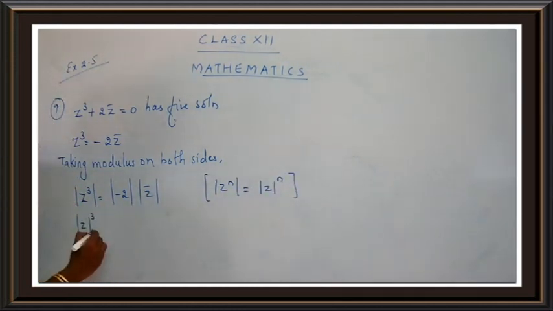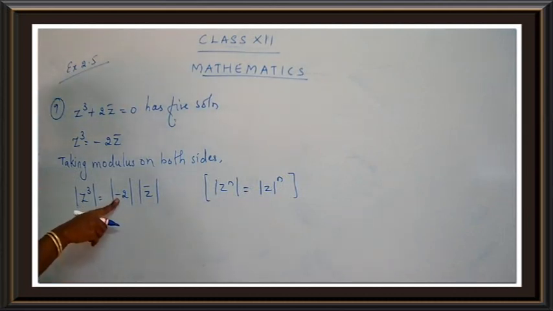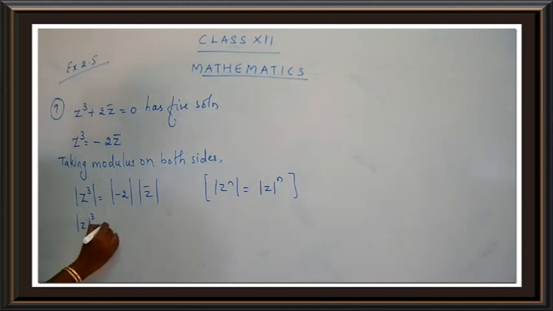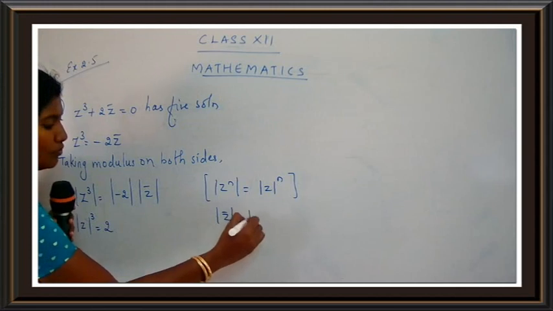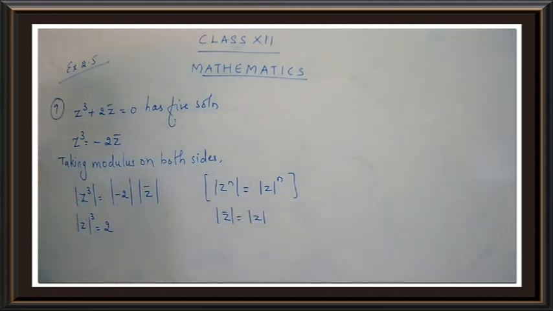And also, what is the modulus of minus 2? We know that the absolute value of any number, whether it is a positive number or a negative number, is positive. So the absolute value of minus 2 is going to be 2 and the absolute value of plus 2 is going to be 2. So you get here 2, and modulus of z bar is equal to modulus of z. We have this property also, yes children. So we are going to use this property over here. So you get modulus of z.